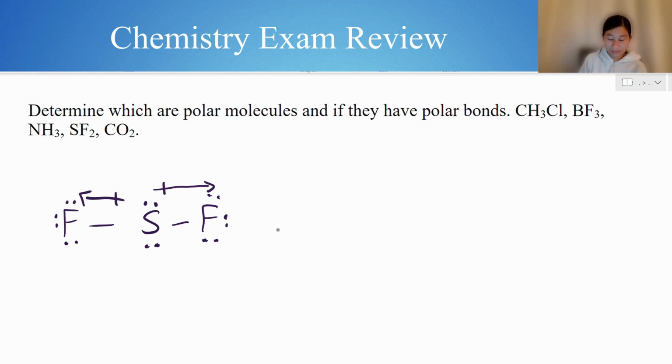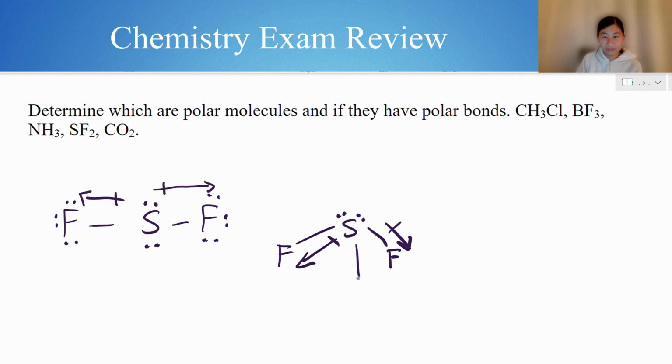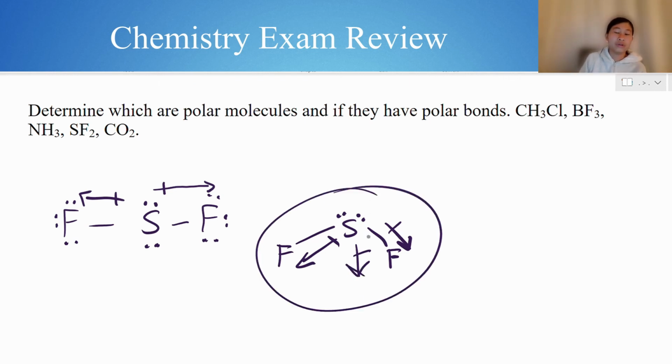Now, in reality, this is a bent molecular shape. So really it's like this, and the pull is going towards fluorine, so downwards, basically. And so this net downward force is making this molecule polar.